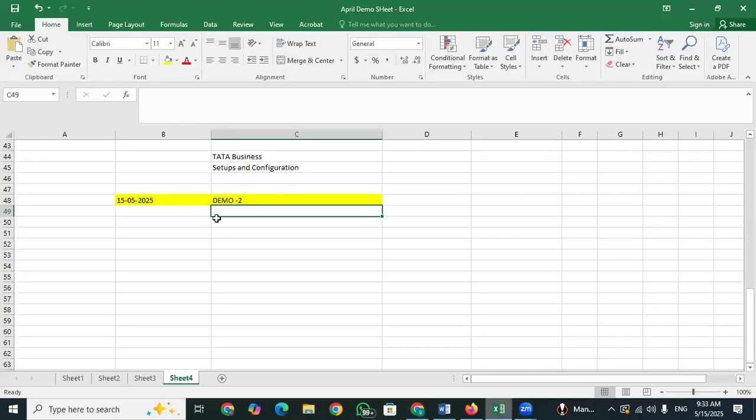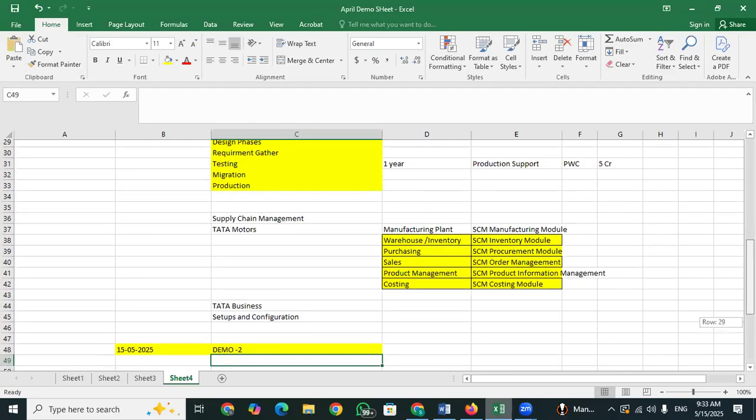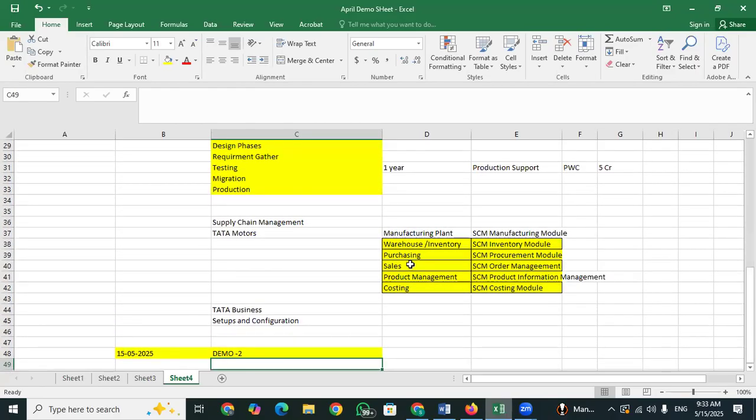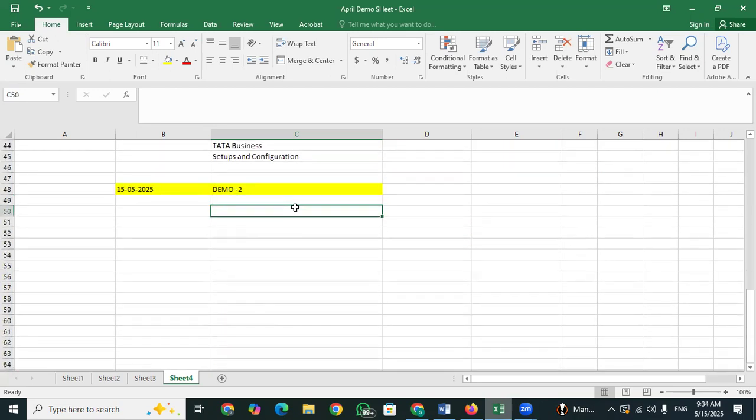Now, I just want to give a brief introduction about the syllabus. Most of the candidates are asking what syllabus we are going to cover. We know the modules: we are dealing with inventory, purchasing, sales order, product management, and costing. But someone who is already familiar with supply chain management wants to know what syllabus we are going to deal with.